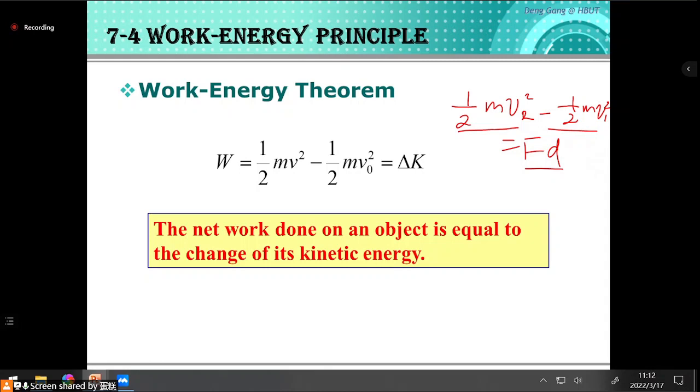This part may be work done by a constant force, and it can also be work done by a varying force. But no matter what kind of force, it's the net work done on an object. W is the net work, and delta K means the change of kinetic energy. The net work is equal to the change of kinetic energy.